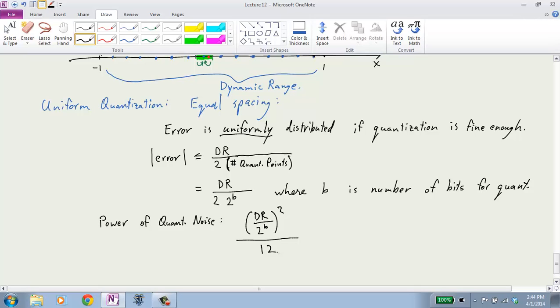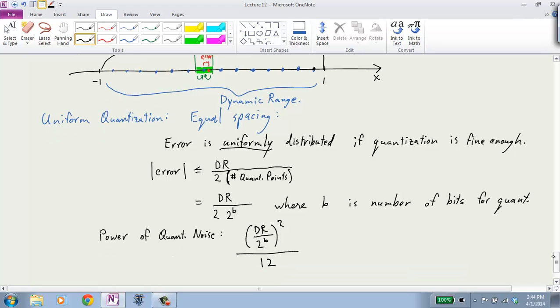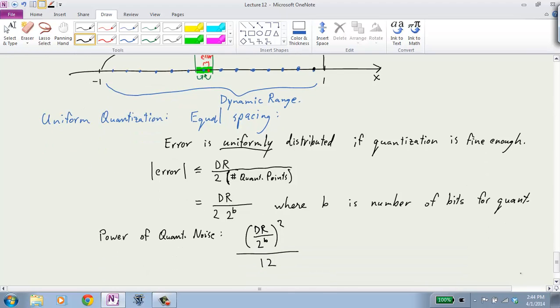All right. So that's a very simple calculation based on uniform quantization. You'll do a calculation with this in your problem set. That's why I worked it out here. Yes, it's the power of the error, which I'm calling quantization noise. Yep, exactly.